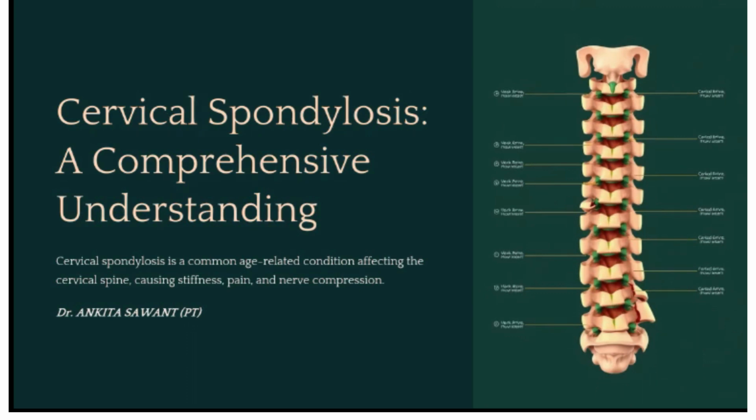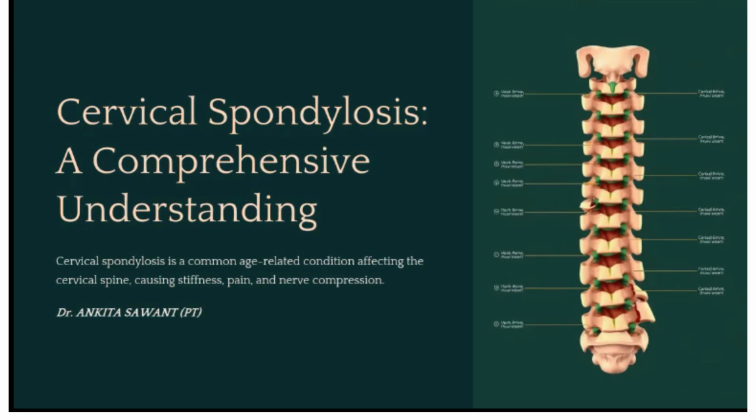Today we are diving into a condition that affects many people, especially as they age, which is known as cervical spondylosis. This condition, also known as cervical osteoarthritis, can cause neck pain, stiffness and even impact the arm and hand function. By the end of this video, you'll have a comprehensive understanding of cervical spondylosis, its causes, symptoms, and most importantly, how physiotherapy can play a crucial role in managing and alleviating these symptoms.